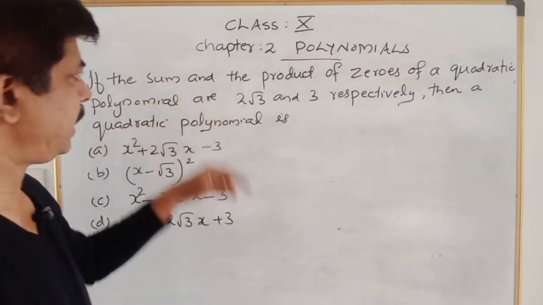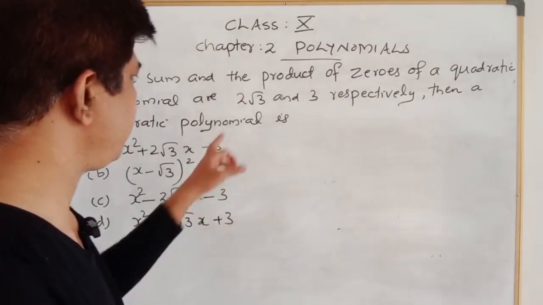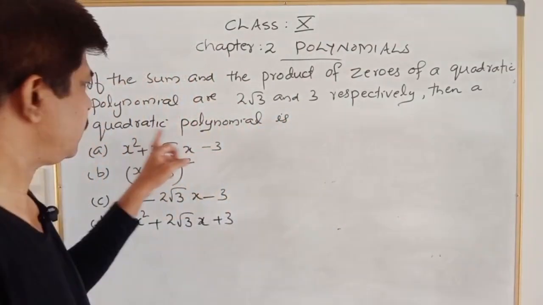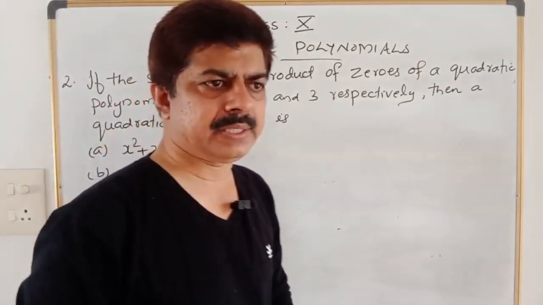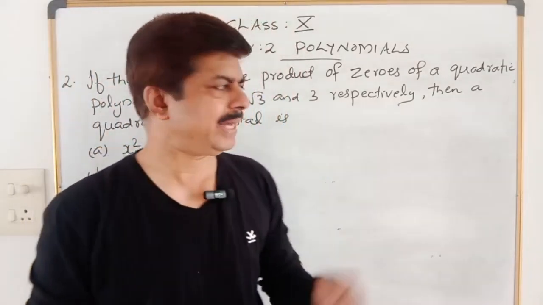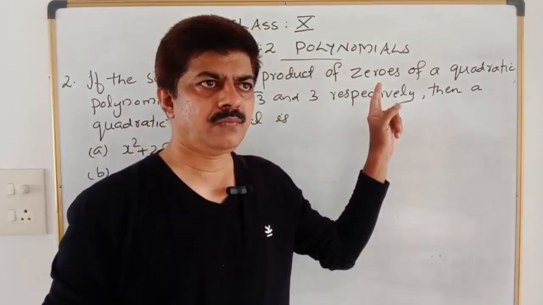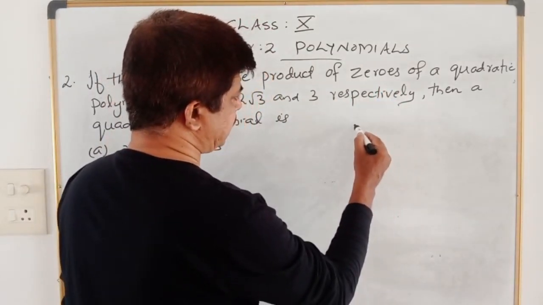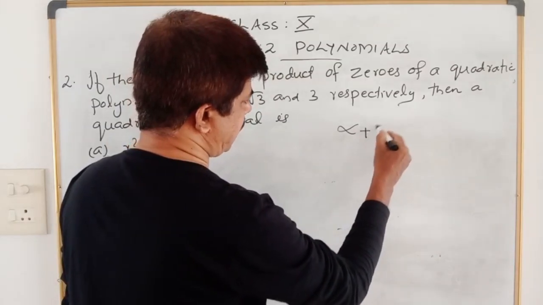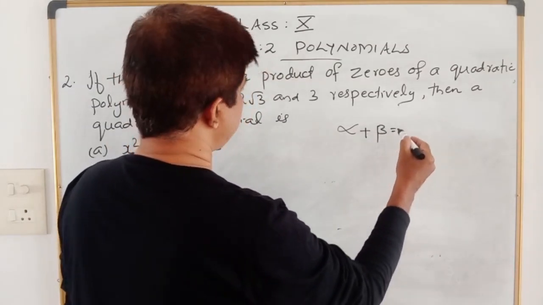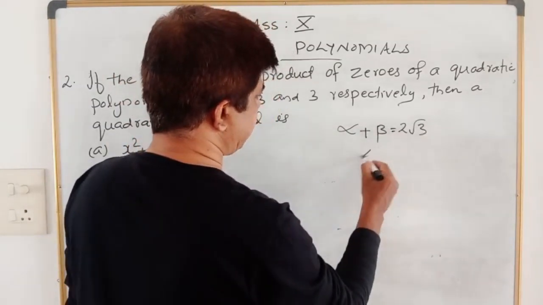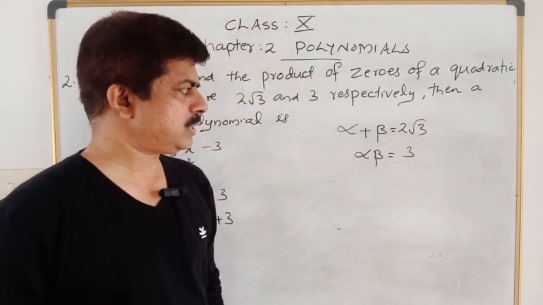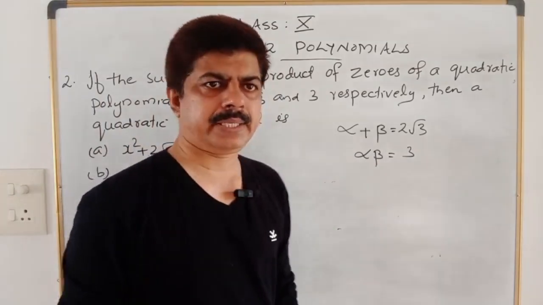Next question: if the sum and the product of zeros of a quadratic polynomial are 2 root 3 and 3 respectively, then we have to find the quadratic polynomial. We are given the sum of the zeros. We know the zeros are taken as alpha and beta. The sum of the zeros, that means alpha plus beta, is 2 root 3 and alpha beta is 3. They are given in the question itself. So we have to form the quadratic equation.